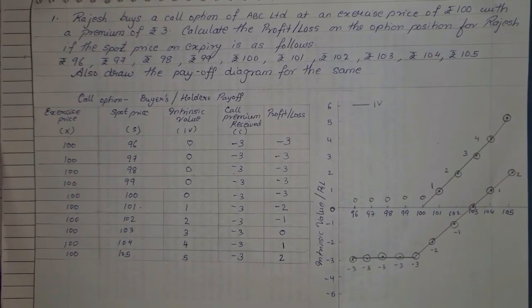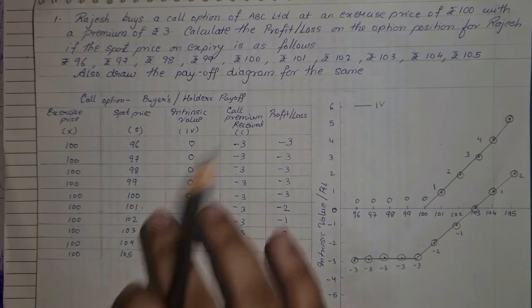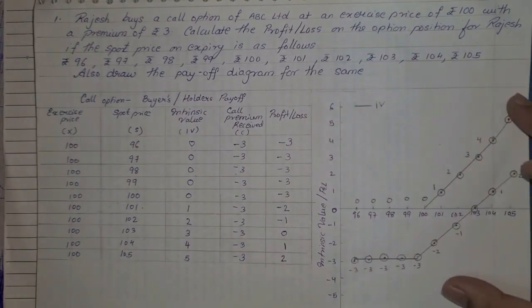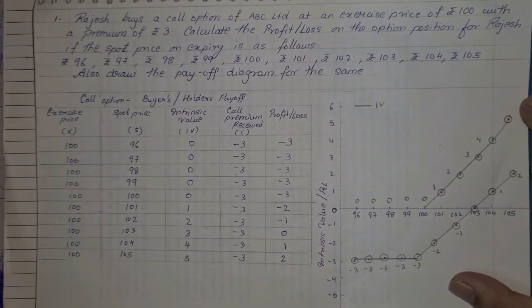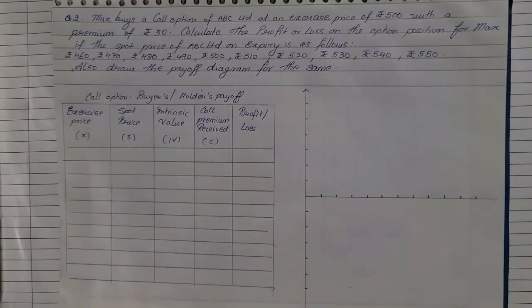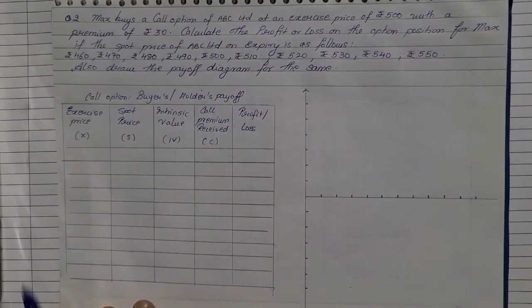So this is how we have to solve the sum which is based on call option where you have buyer's or holder's payoff. So this is the tabular representation of the answer, and this is your diagrammatical representation of the answer. I hope everyone has understood. This is the very first sum which is based on call option where you have buyer's payoff. Now to understand the call option buyer's or holder's payoff, we'll take another example.